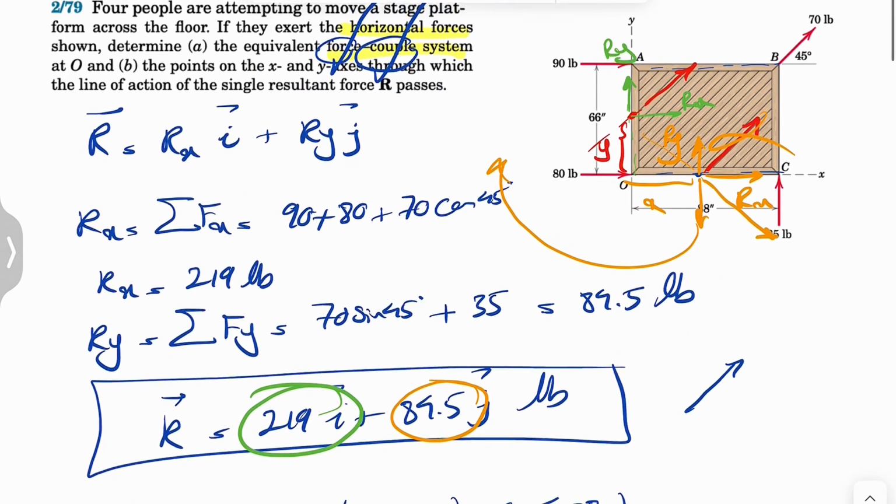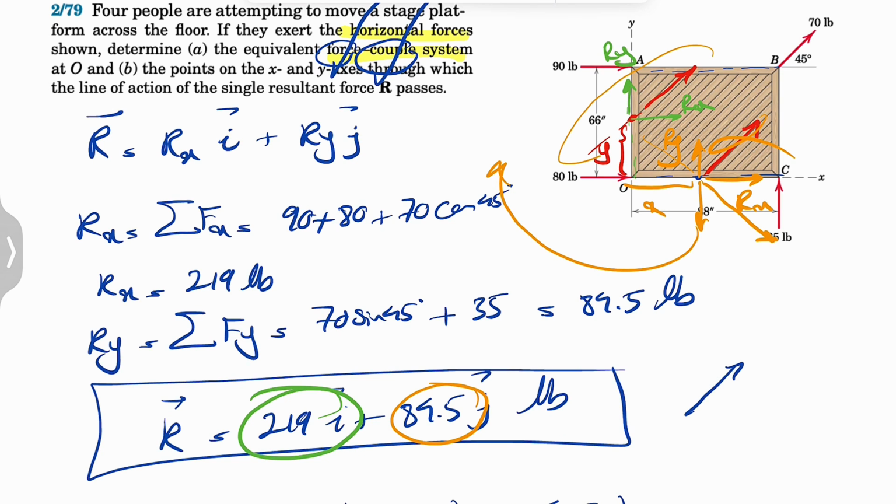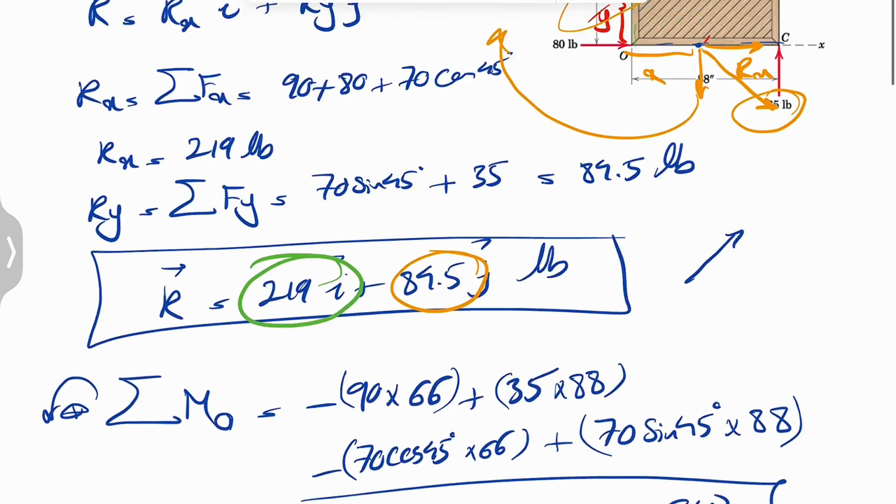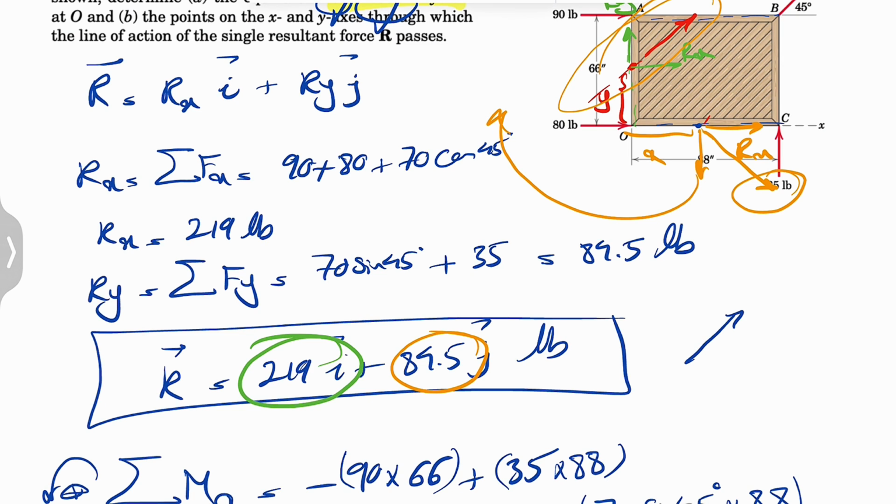And yeah, if you want to replace these with one single force, this is going to be the R that passes through y-axis, and this is going to be the R that passes through x-axis. Again, same R, just a different rotation and different direction in order to make the moment about point O.